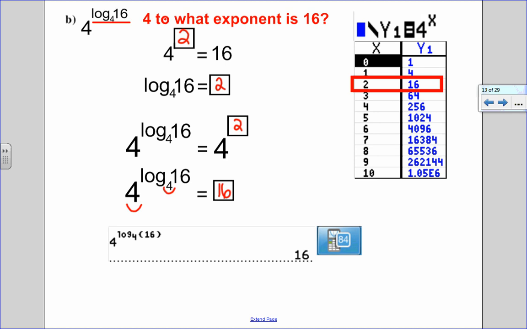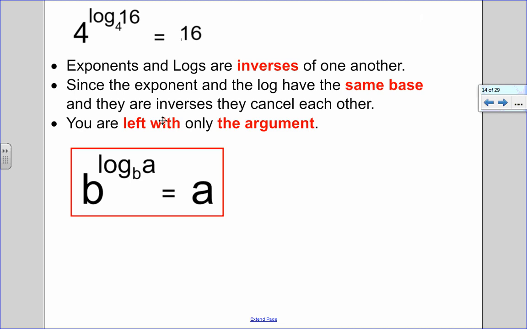Now, the inverse of exponentiation, so the inverse of taking the exponent of something, is taking the log. They undo each other. So it shouldn't be that much of a surprise that we just end up with 16 because they have the same base and inverses undo each other. So here it is formally stated. Logs and exponents are inverses of one another.